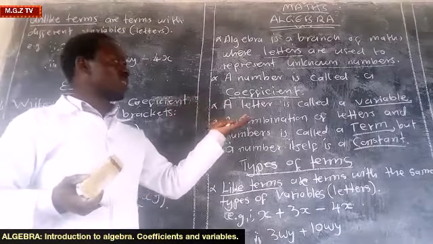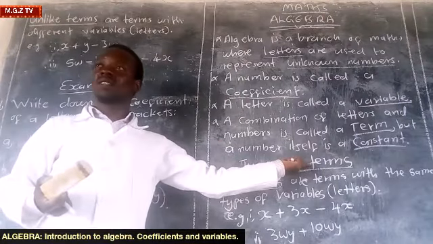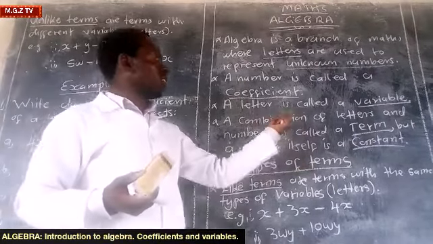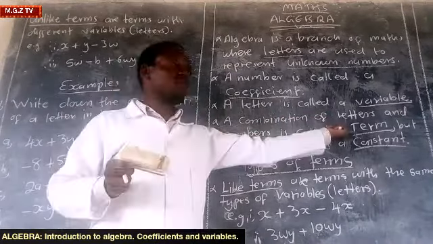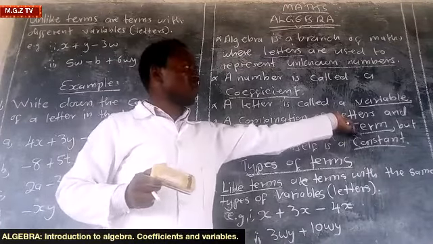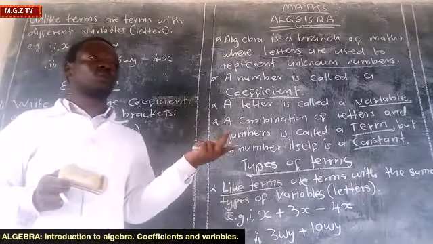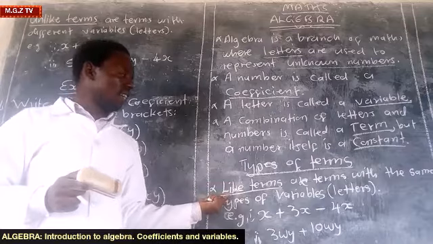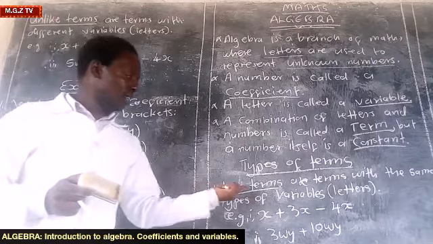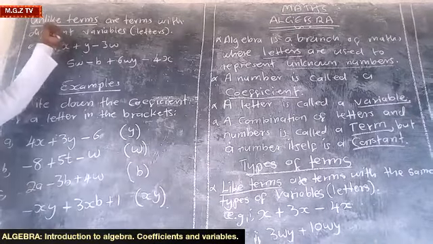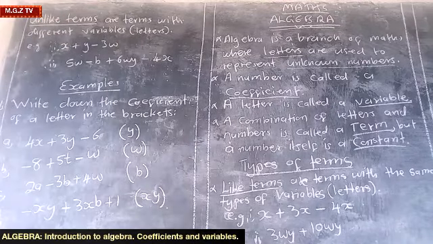Now, to solve questions in algebra, we look at the types of terms. Since a number, a letter, and a number and letter combined together form a term, these terms must come in types, and the types are only two: the ones we call like terms and unlike terms. Like terms and unlike terms.